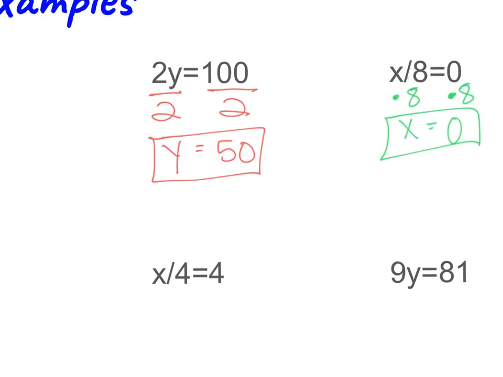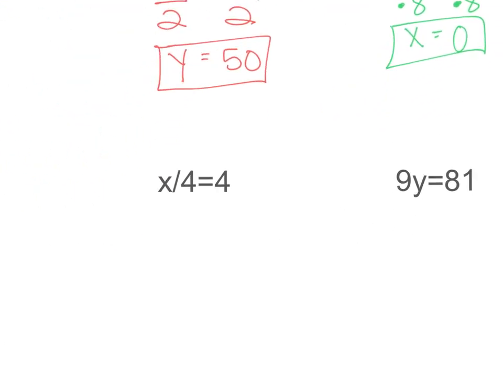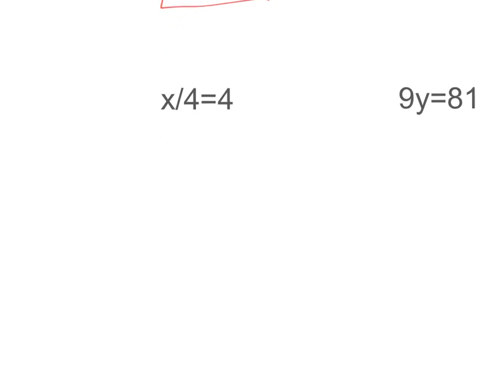All right. It's like Christmas. I don't know why I switched from red to green, but that's okay. All right. We have division. Go back to red. Division, the opposite is multiplication. We're going to multiply each side by 4. We've got x equals 16.